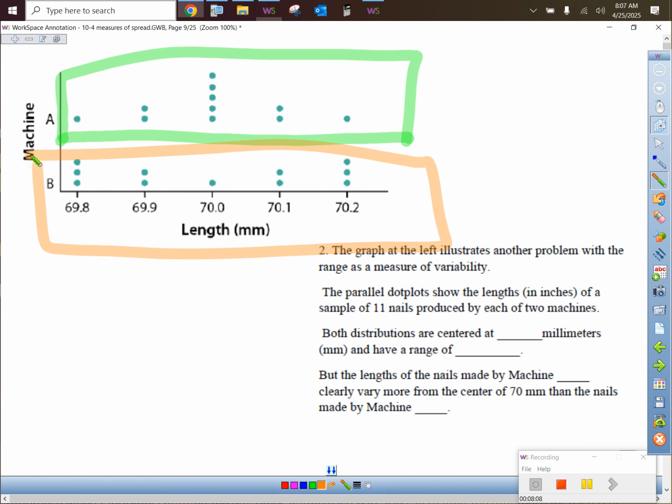70.0, right? What these graphs show is a machine that makes nails. Do you know what nails are? Like hammer and nails, you know? It's making these nails, and they measured how long they were in millimeters.